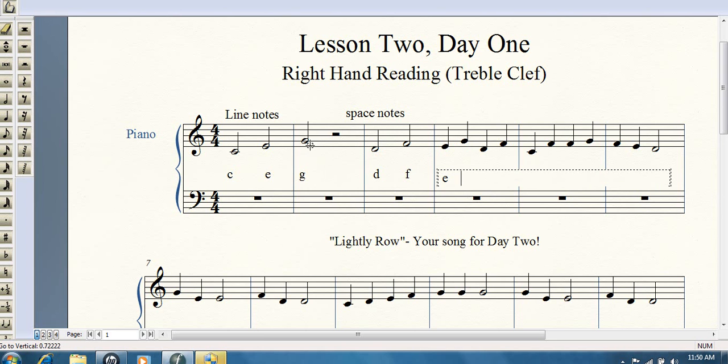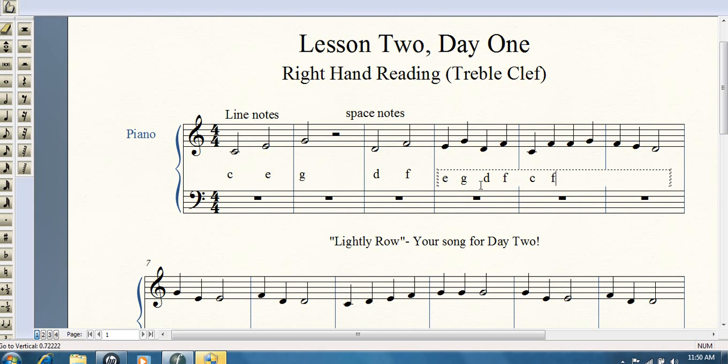This is another line note. This one's G. Oh, here's a space note. It's the lower of the two. It's D. And this is F. Okay? What do you think this one is? This is C. What do you think this one is? If you said F, you are right.